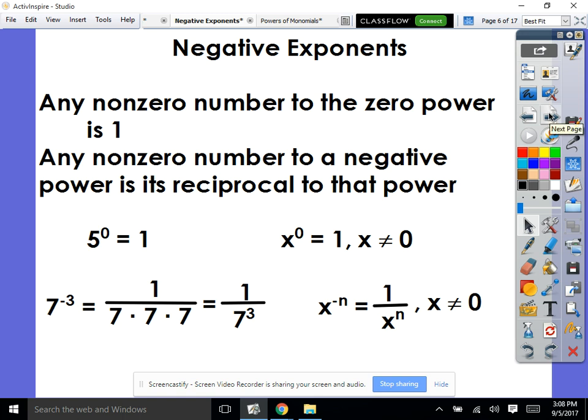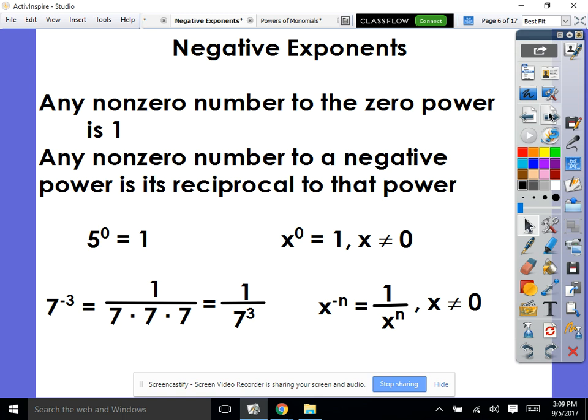All right, so negative exponents: any non-zero number to the 0 power is 1. So if I ask you what's 1,365,298 to the 0 power, your answer would be 1. Any non-zero number to the 0 power is 1. Any non-zero number to a negative power is its reciprocal to that power. And remember, if you think way back to dividing fractions, when we multiplied by the reciprocal, we switched the numerator and the denominator, or just flipped them upside down.